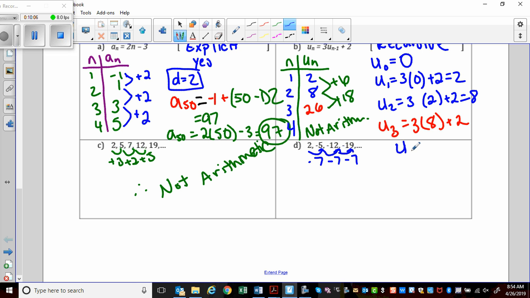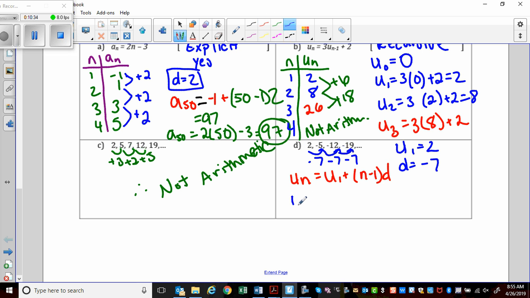So our u sub 1 is 2. Our first term is 2. And our common difference is negative 7. That's a negative number. So we are trying to find the 50th term. We need to find our formula. So we have u sub n. We need to use our formula. U sub n equals u sub 1 plus n minus 1 times d, right?